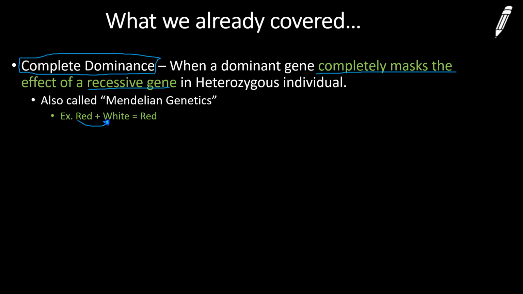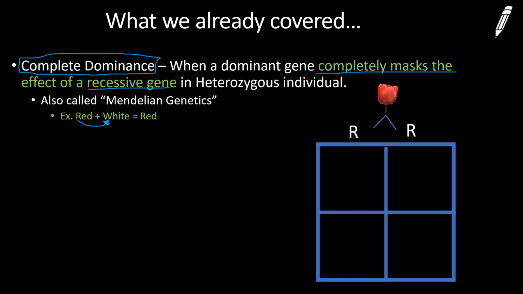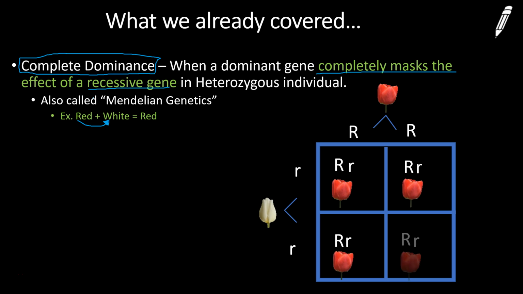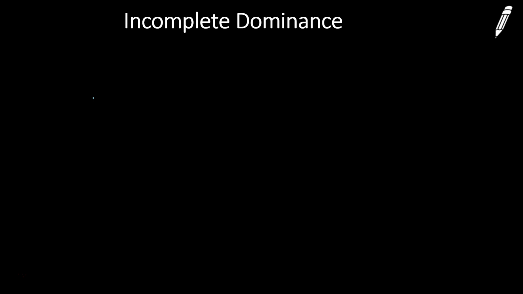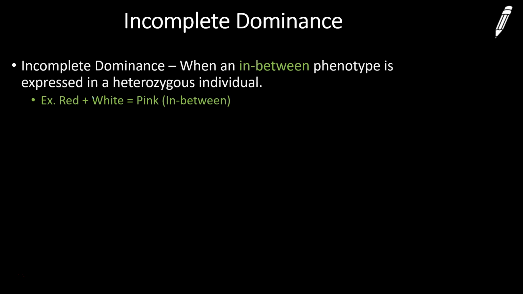For example, if we were to create a Punnett square with a homozygous dominant red flower and a homozygous recessive white flower, we would get offspring that would still come out red, theoretically. This is not what we're covering today. What we're covering today is incomplete dominance and codominance, those patterns of inheritance. So let's take a look at incomplete dominance.